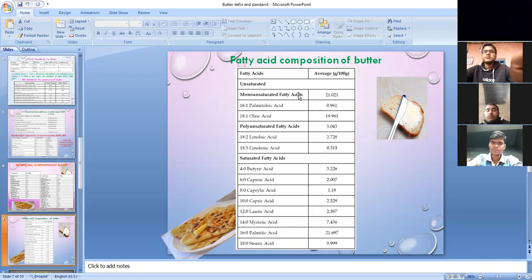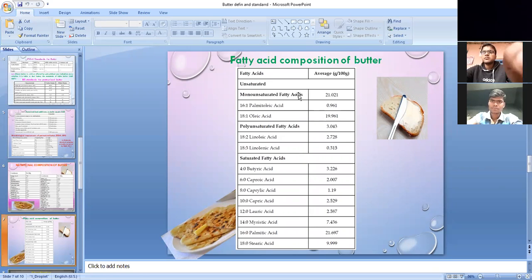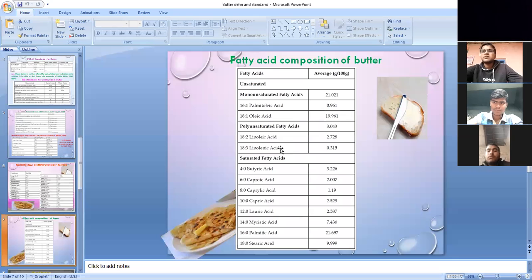Similarly, when we prepare butter from goat milk, this fatty acid profile will change. So this all depends upon the type of milk which is used for cream manufacture, and that cream is used for the manufacture of butter. These are the proportions present in butter: butyric acid, caproic acid, caprylic acid, capric acid, lauric acid, myristic acid, palmitic acid, stearic acid.